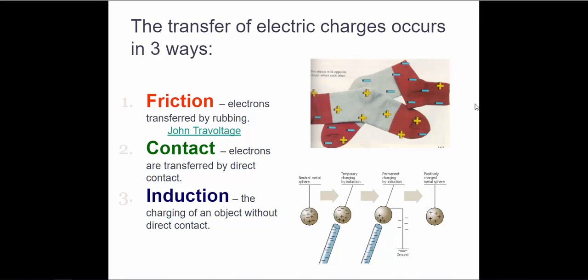The first way is friction. So it's like clothes in a dryer. Everything is made out of atoms, right? And these atoms are different. And we have this whole periodic table up here. I've seen this periodic table before.